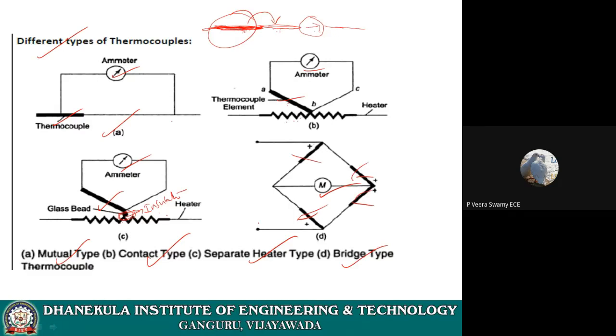That means these two lines may get maximum temperature and maximum heat. So according to that reflection, it gets some maximum. These are the four types of thermocouples: mutual type, contact type, separate type, and bridge type. Please note down this diagram.